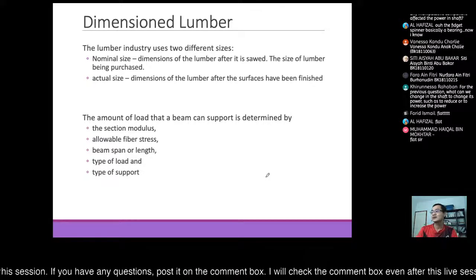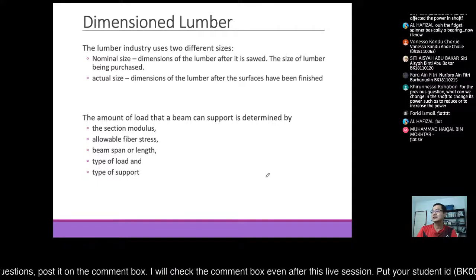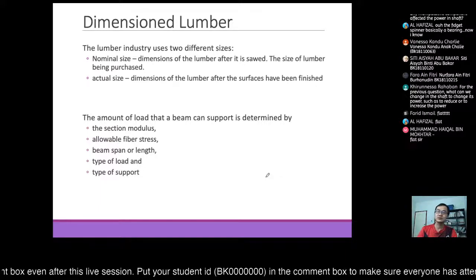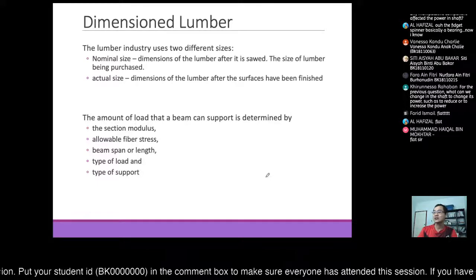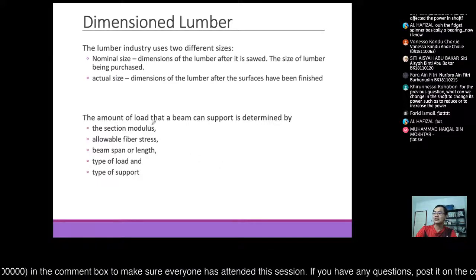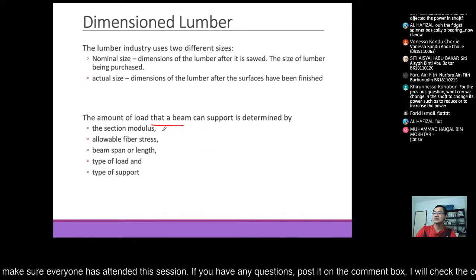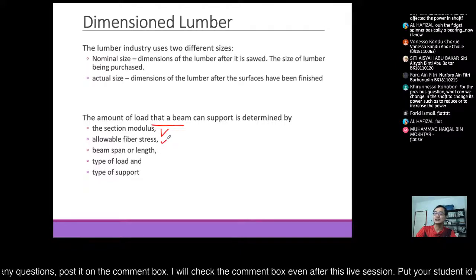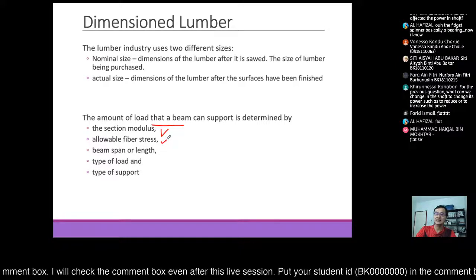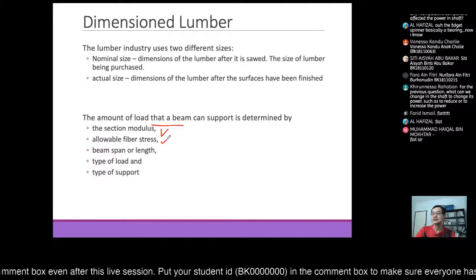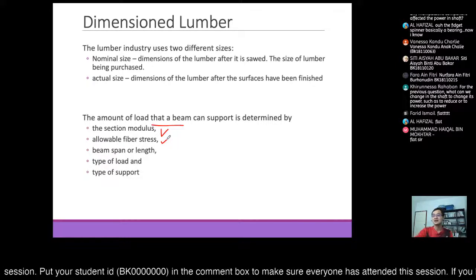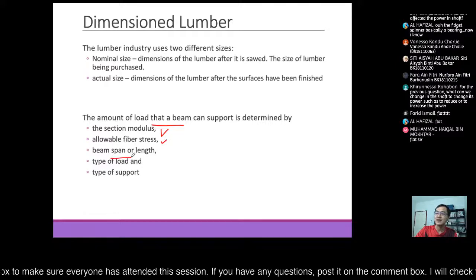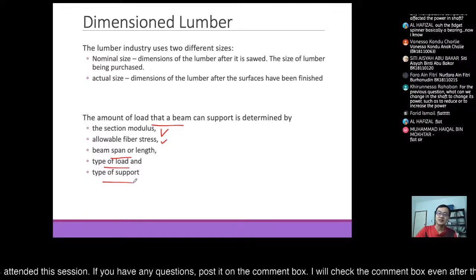Then for lumber, we have a lot of lumber in Sabah. For simple cases, we use lumber to act as a beam. The amount of load that the lumber type of beam can support will be determined by the section modulus, as we have seen previously, and also the allowable fiber stress, because lumber mainly is a fiber. The fiber directions help us determine some of the characteristics. Then there is the beam span, how long it is, the type of load and the type of support.